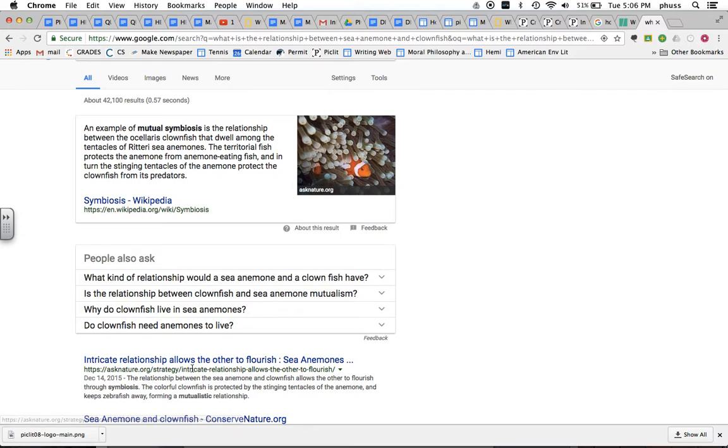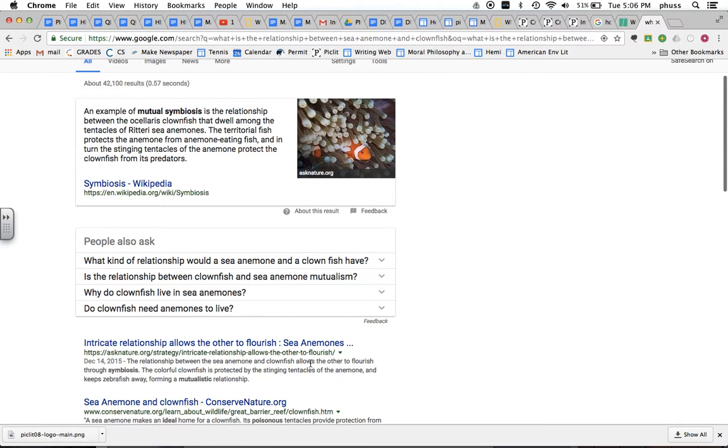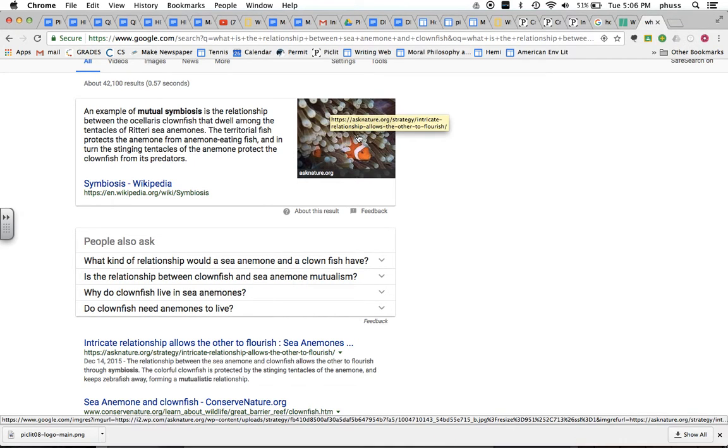You can see that the relationship between the sea anemone and clownfish allows others to flourish through symbiosis. The colorful clownfish is protected by the stinging tentacles of the anemone, by a mucus layer, I learned, and keeps zebrafish away, which is a mutualistic relationship. And so zebrafish actually prey on sea anemones. So now I know the answer. It keeps anemone-eating fish away, it says up here. And obviously the clownfish are protected by the stinging anemone.